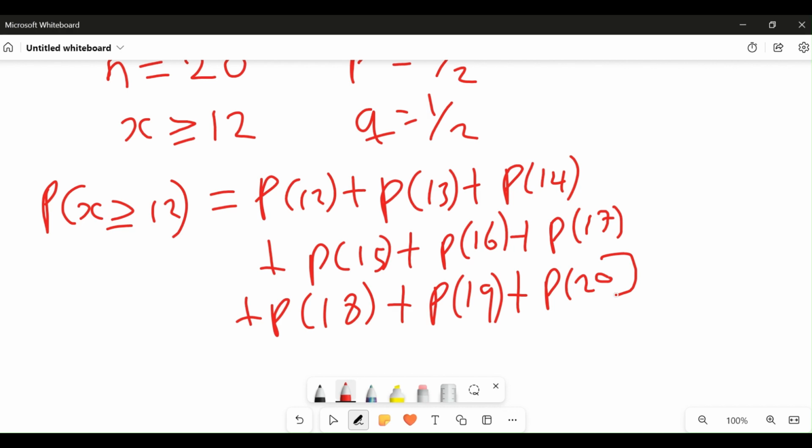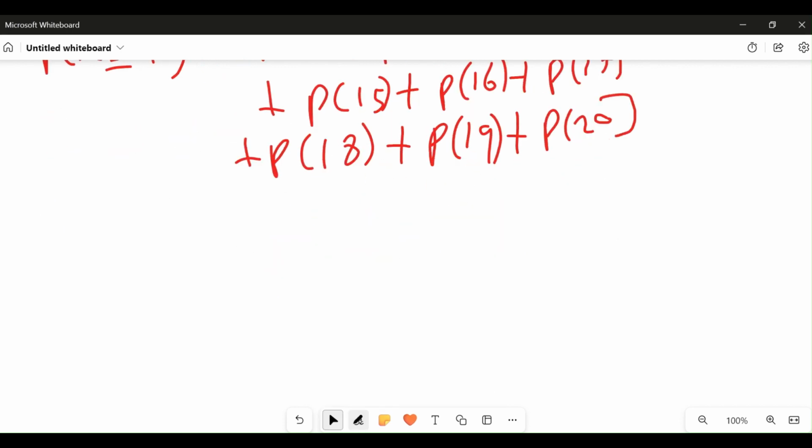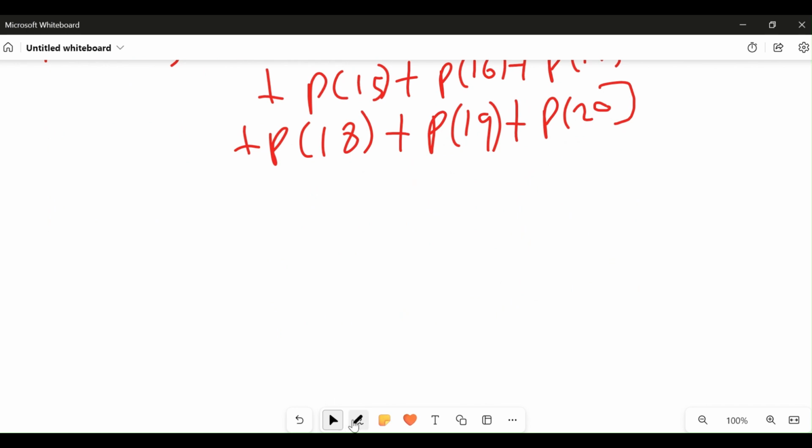We are going to find these one after the other, and then sum them together. When we add them together, that gives the probability of X greater than or equal to 12. So let's get right into it. What's the probability of X equals 12? Let's do P of 12 first.